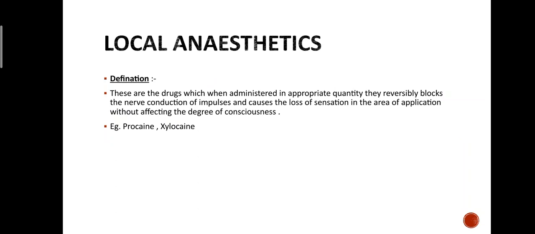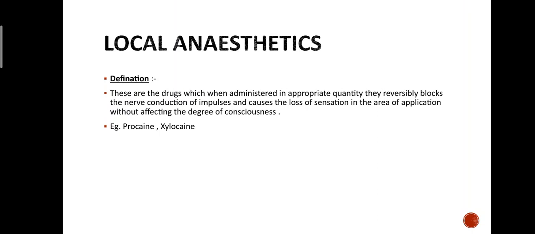First, definition of local anesthetics. These are the drugs which, when administered in appropriate quantity, reversibly block the nerve conduction of impulse and cause the loss of sensation in the area of application without affecting the degree of consciousness. This is a very simple definition of local anesthetics.